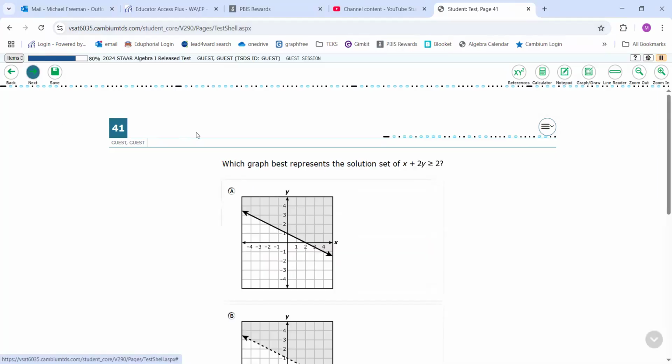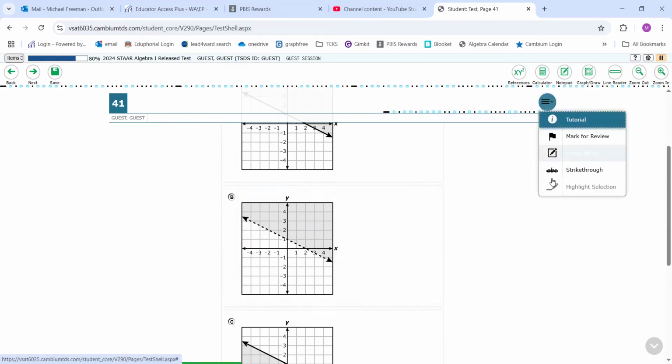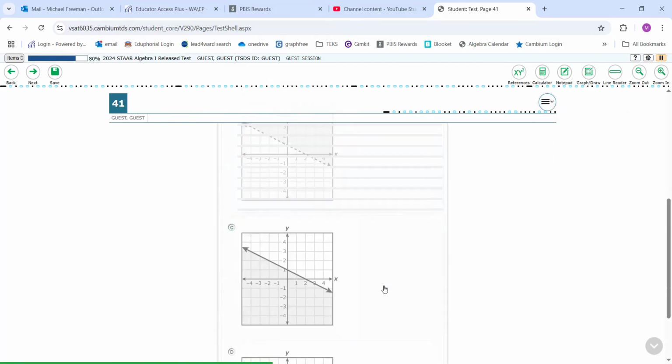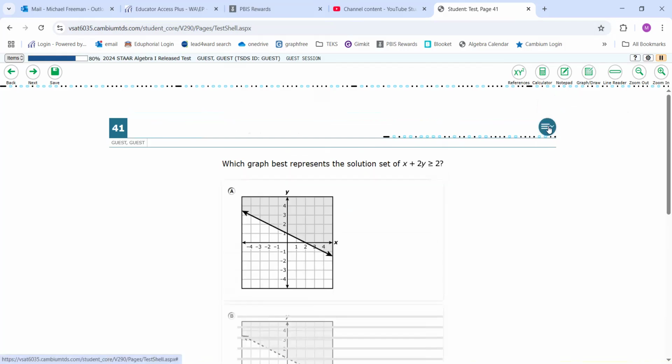All right, 41. Which graph best represents the solution set to x plus 2y is greater than or equal to 2? Well, first off, I know if it's or equal to, it's got to be a solid line. So then right away, it's not a dashed line. These two are obviously wrong.